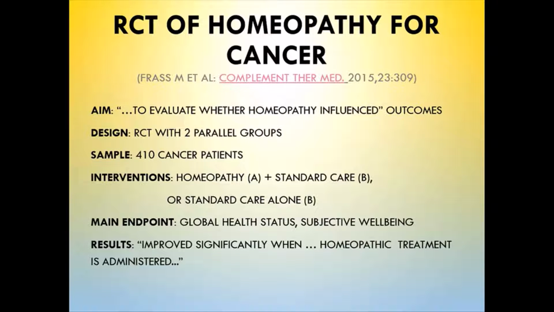And here's a concrete example, published not so long ago by a Viennese colleague of mine, Professor Fraas. He did a randomized clinical trial with 2 parallel groups, so that sounds very rigorous. 410 cancer patients were treated either with homeopathy plus standard care or standard care alone. So people who are not keyed up to that would tend to think that this is a rigorous trial. And the main endpoint was subjective well-being, and that improved significantly in the homeopathic group.